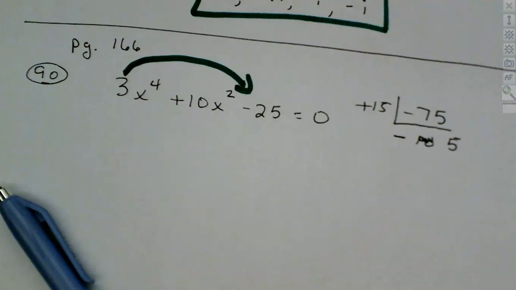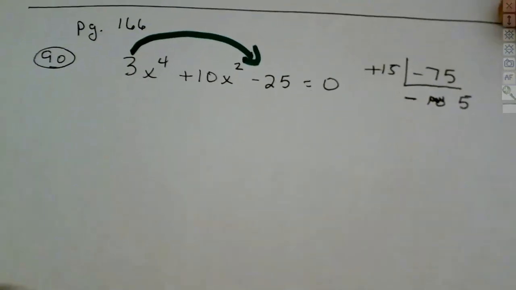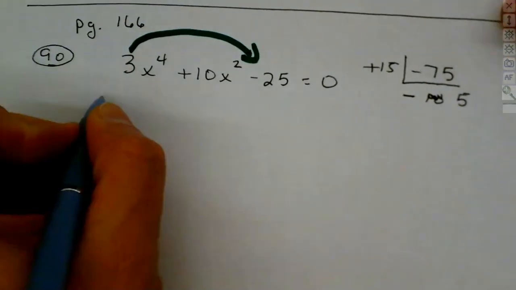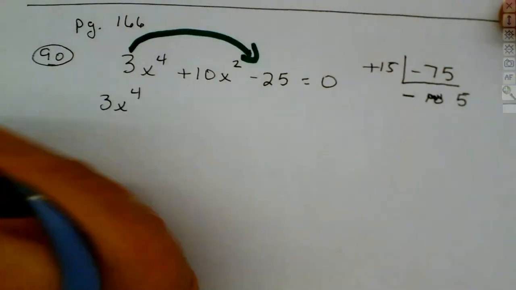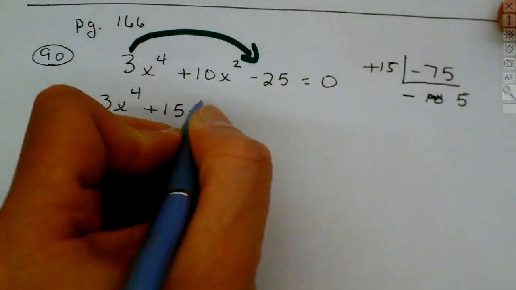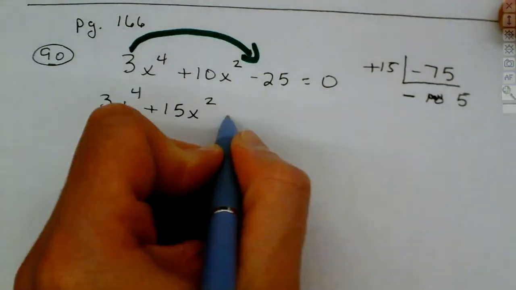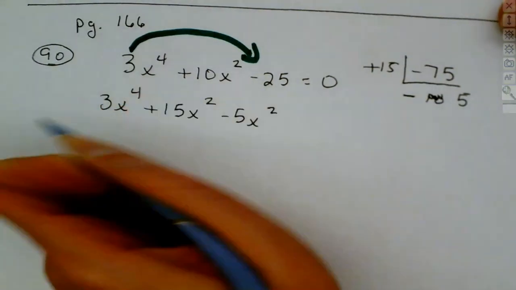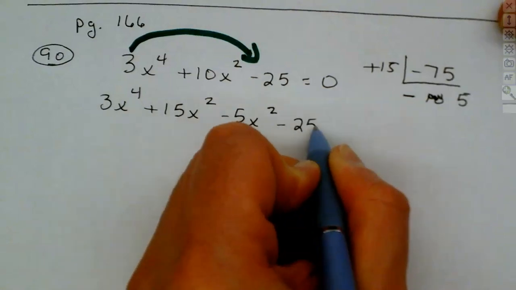Go ahead and finish this one up. Now we got that to factor, right? Our numbers are going to be a 15 and a negative 5. This one, though, we cannot just jump to our factors. We're going to have to do grouping. So that's a 3x to the 4th. Then we have a positive 15x squared. We have a minus 5x squared and a minus 25.